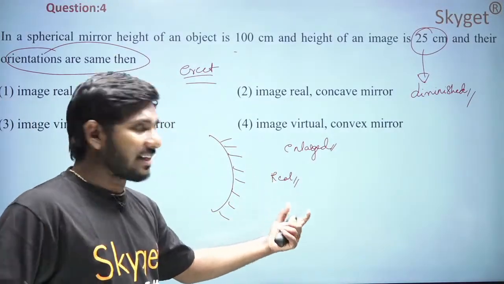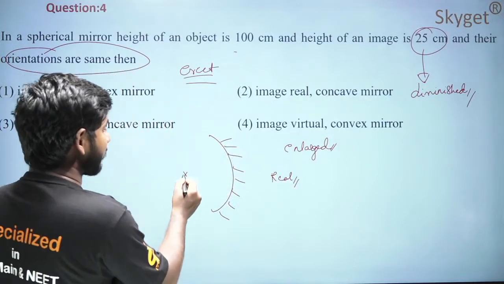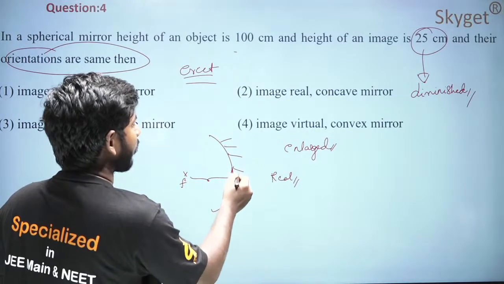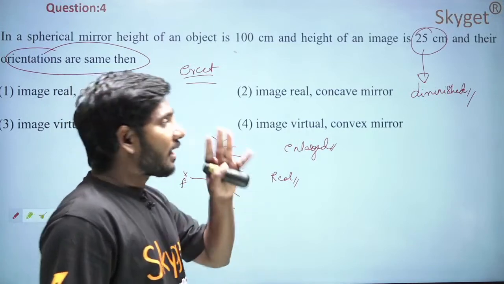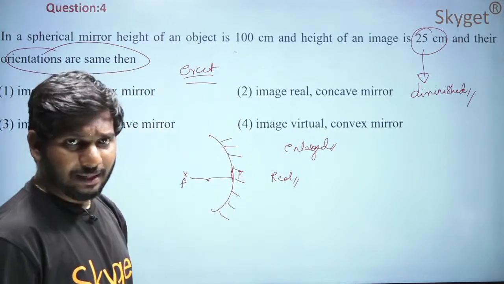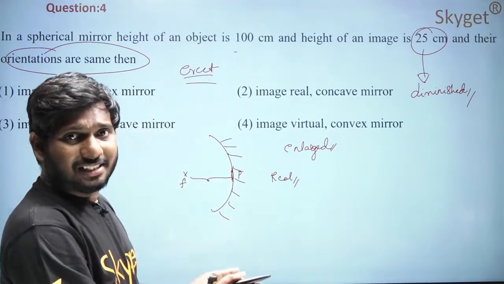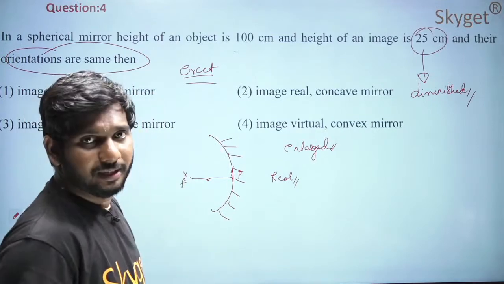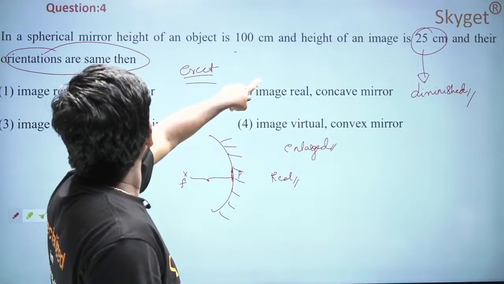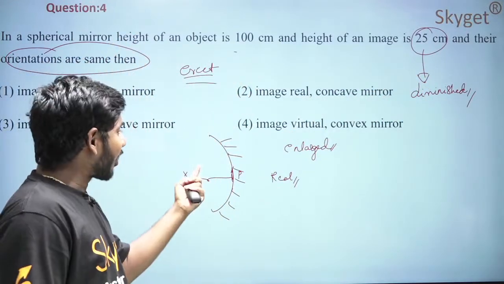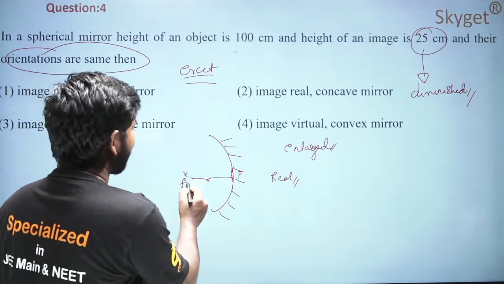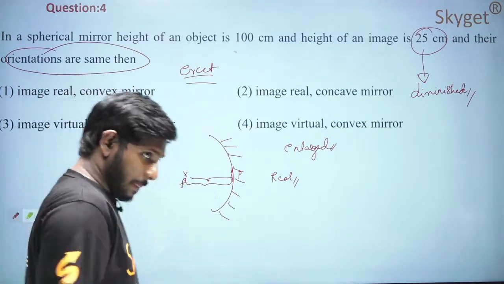In a concave mirror all images are real except one case, that is when the object is placed between the focal length and the pole. Only then will you have a virtual image. In all the other cases it is a real image, and everywhere it is enlarged. You will not have a diminished image in a concave mirror. But here a diminished image is there, so there is a high chance of a convex mirror, but an erect image is also there. In a concave mirror all the other images are inverted, apart from this focal length to pole area.